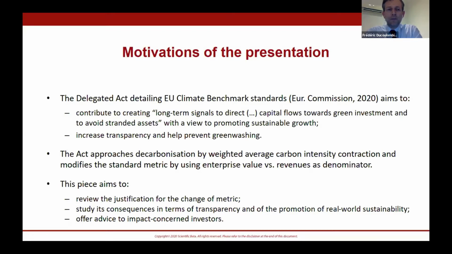And the standards are also meant to help transparency in the low carbon index market, and especially combat greenwashing, so misleading allegations about the greenness of your product. The Act approaches decarbonization through weighted average carbon intensity, which is a well-known and often used metric for low carbon portfolios, but it does change the denominator in the formula. Instead of dividing emissions by revenues, as was the standard, it uses enterprise value.